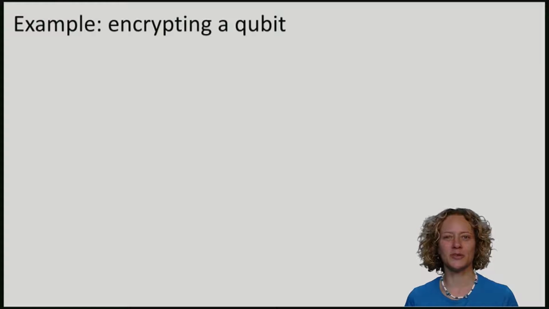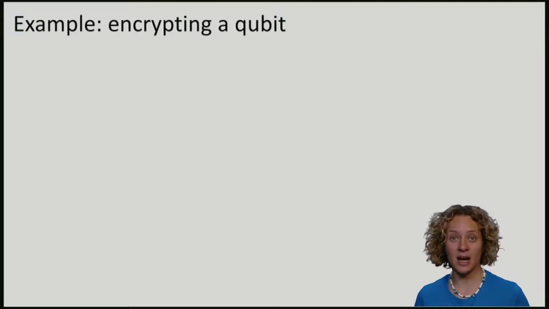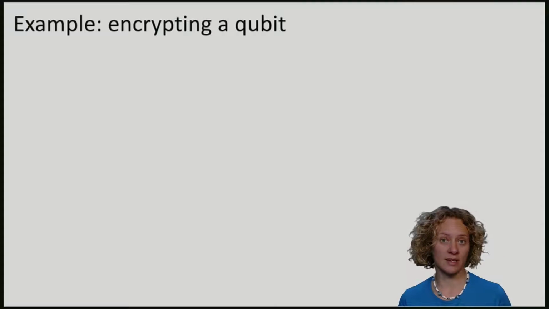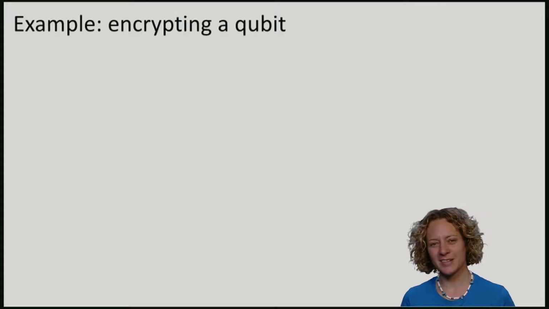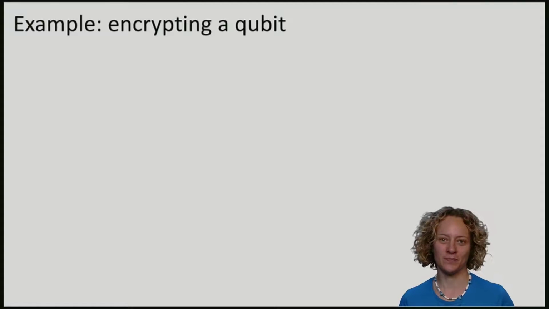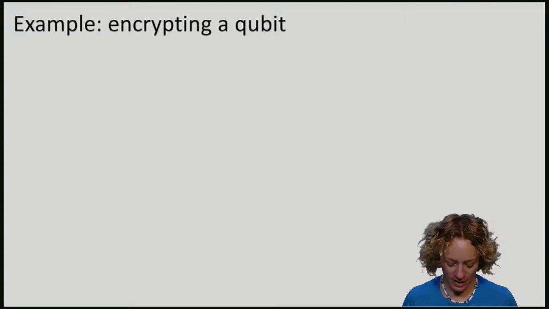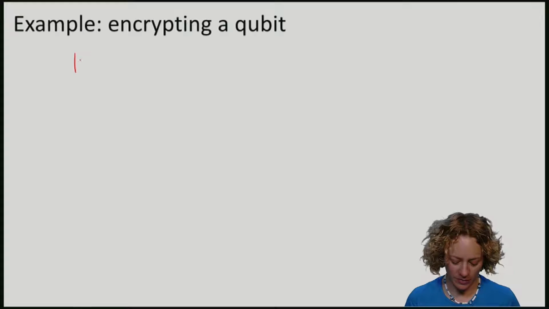We've seen the quantum one-time pad. And to understand how the quantum one-time pad works exactly, let's now consider a very simple example. In the lecture notes, you can find a more complicated one. The qubit that I want to encrypt here, psi, is just the plus state.